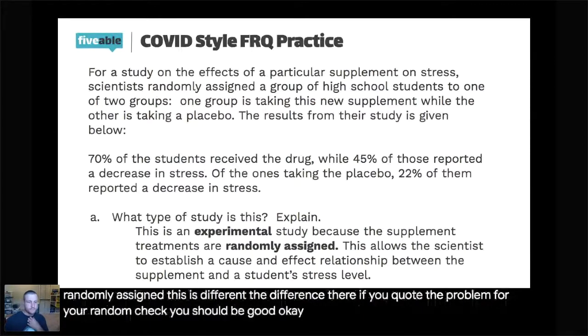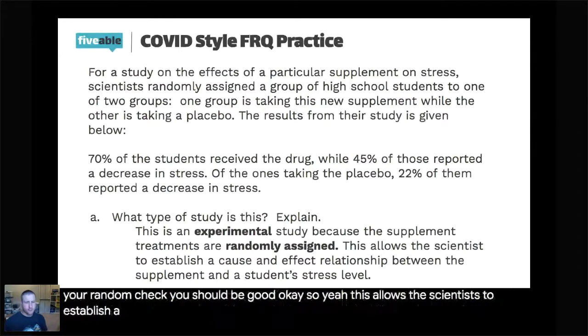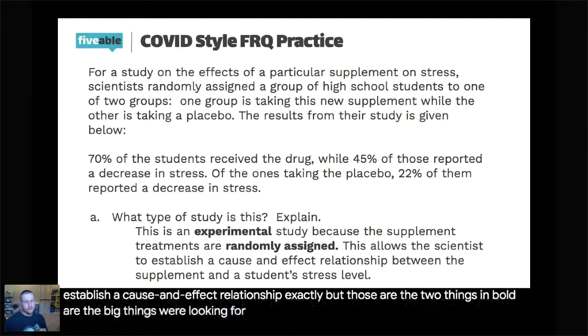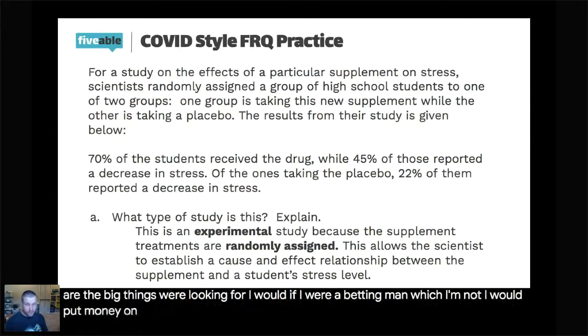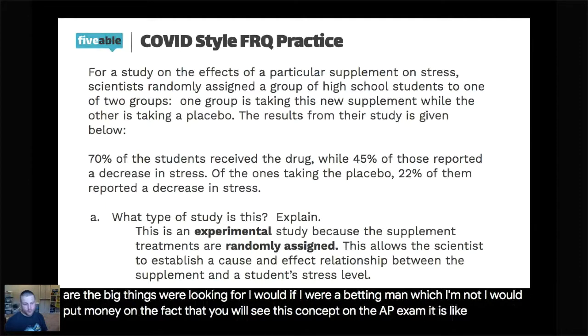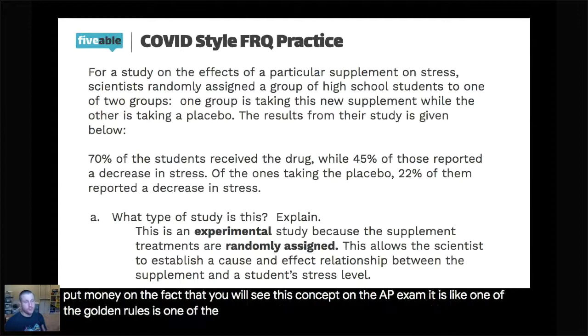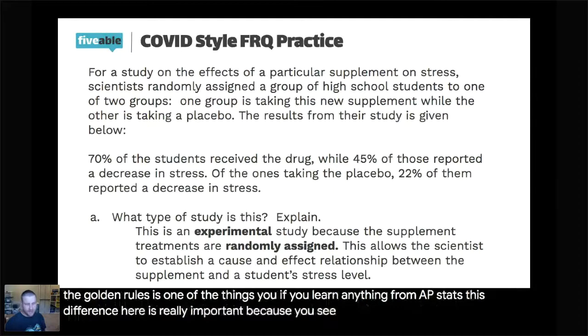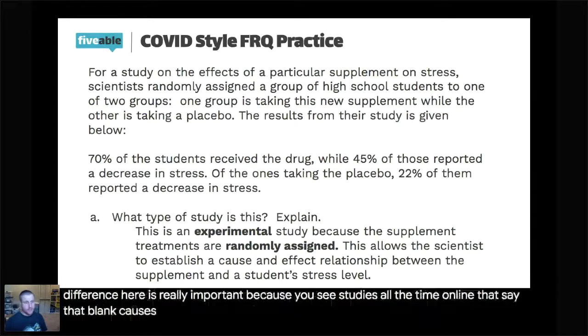Okay, so yeah, this allows the scientists to establish a cause and effect relationship. Exactly. But those are the two things in bold are the big things we're looking for. If I were a betting man, which I'm not, I would put money on the fact that you will see this concept on the AP exam. It is like to me, it's like the golden rule of statistics, one of the golden rules. It's one of those things if you learn anything from AP stats, this difference here is really important because you see studies all the time online that say that blank causes blank. Okay. And technically you really can't say that it causes that.